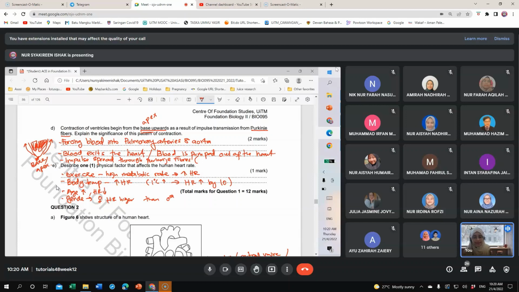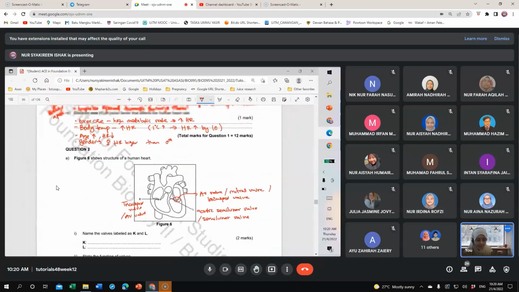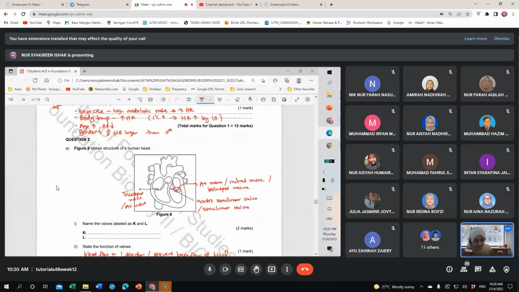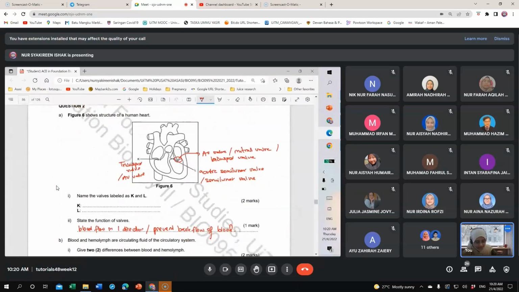Okay. And then kalau age, okay, as you age, the heart rate will decrease. Okay. Gender. Female have a higher heart rate compared to men. Sebab tu lelaki maybe dia lebih tenang berbanding dengan perempuan. Good. Okay. Tak cepat gelabah.